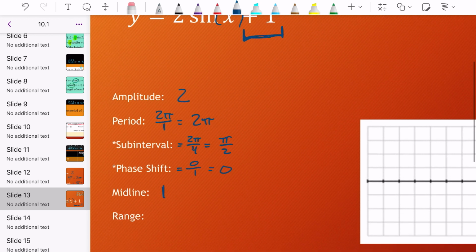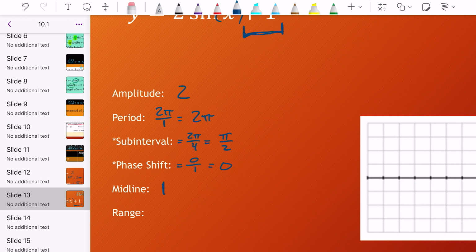And our range is going to have a reflection based off of our midline. So in this case, if our midline is 1, we are going to increase by 2 and decrease by 2. So our maximum number would actually be a positive 3. Our minimum number would be a negative 1. So our range here would be from negative 1 to positive 3.